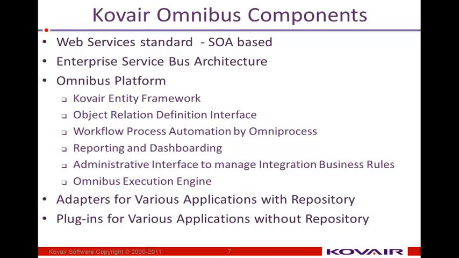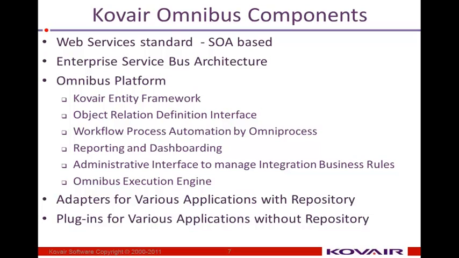Then Omnibus also includes the reporting and dashboarding, so you can create multiple different reports in different formats. We actually support 4 different formats: HTML, Microsoft Excel, Crystal, as well as Microsoft Word. So you can create all these different kinds of reports, and the report includes the data coming from all these different applications as well as related to each other. And then, of course, we have this administrative interface to manage the integration business rules.